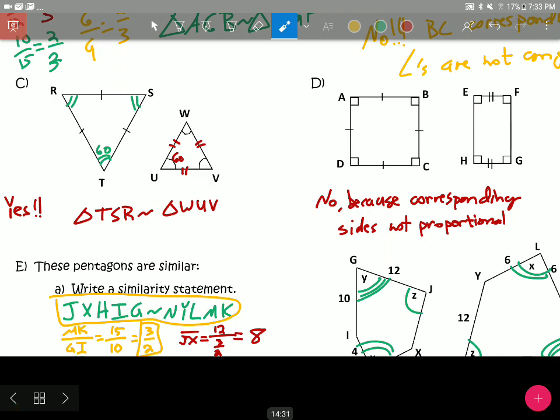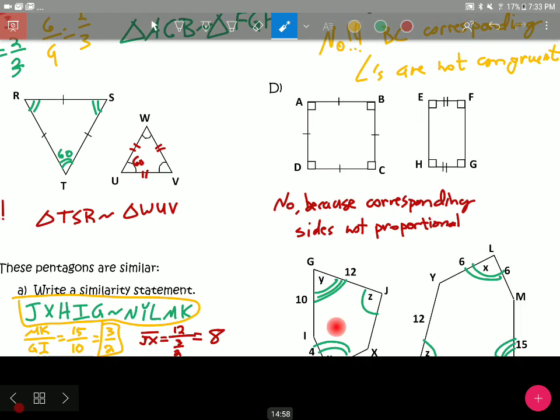Last but not least, I know I'm missing some down here, but they said these are similar, so you just go off the fact that they're similar. I marked the congruent sides and the congruent angles, and I just went around in a circle. So I said JX, IG, and then the 2 mark came around, N, Y, L, M, K. Since I went from this one to this one, I have to divide the other way around. MK is 15, so 15 divided by 10, the corresponding side here, is 3 halves.